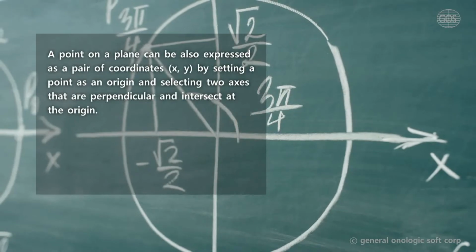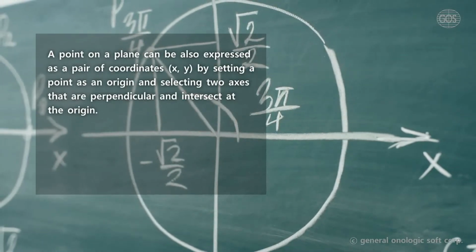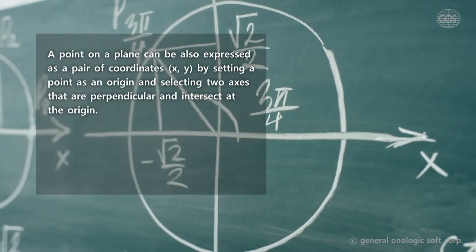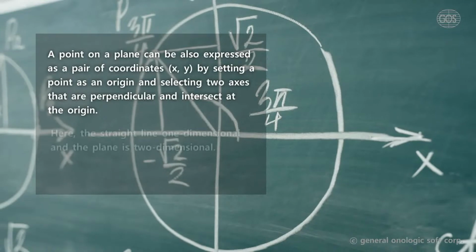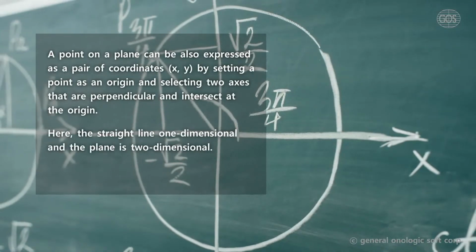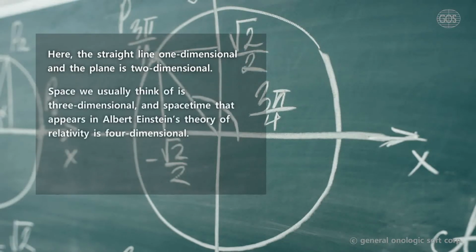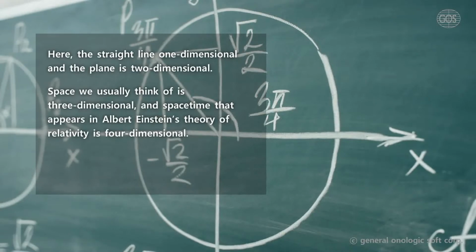A point on a plane can also be expressed as a pair of coordinates, x, y, by setting a point as an origin and selecting two axes that are perpendicular and intersect at the origin. Here, the straight line is one-dimensional and the plane is two-dimensional. Space we usually think of as three-dimensional, and space-time that appears in Albert Einstein's theory of relativity is four-dimensional.